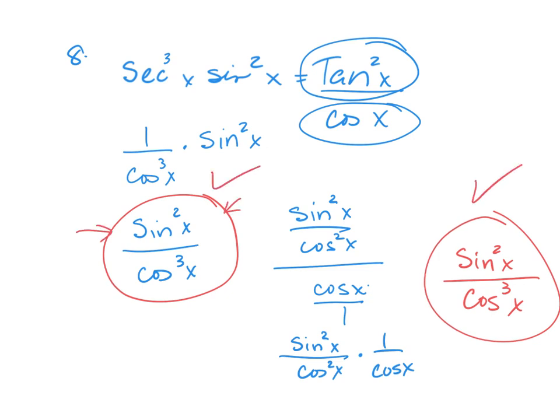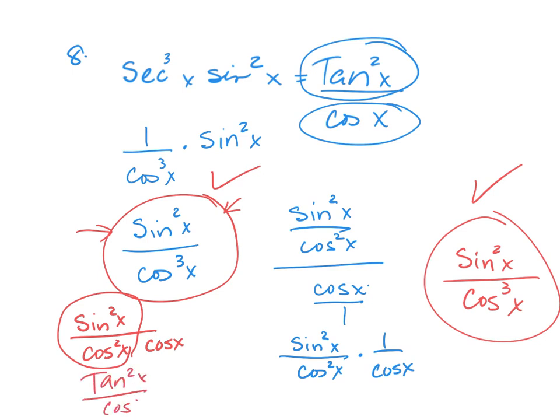Okay, let me show you if you had just kept the left side and made it look like the right side. Well, sine squared of x over cosine squared of x times cosine of x. It's cubed, so I'm separating them out. This guy makes a tangent squared of x over cosine of x. So then it would look like that side. So you could have kept going on the left side. I feel like that was easier.